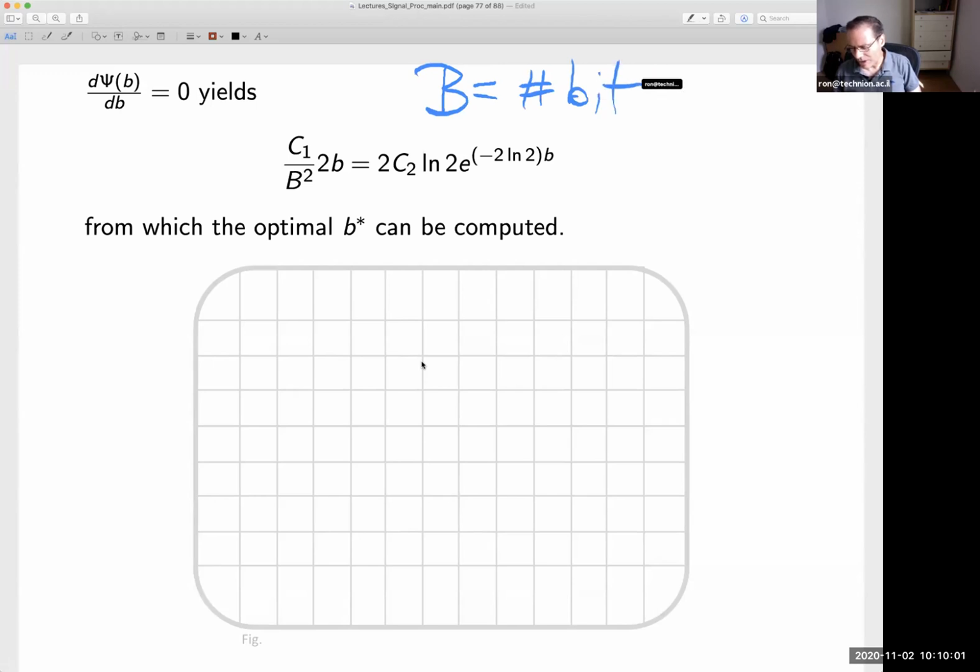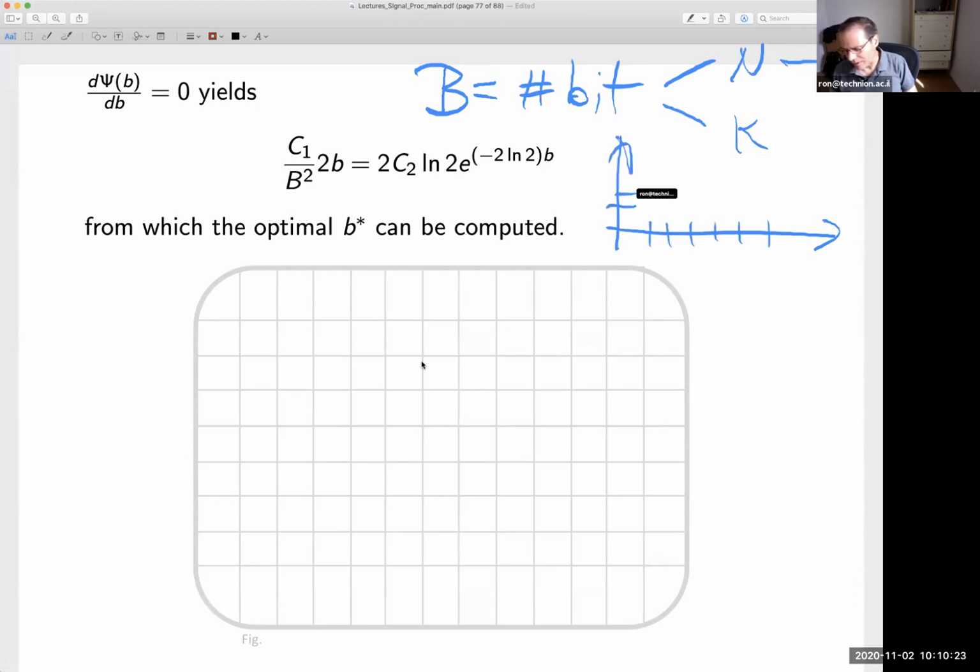Now the question is, how should I split these bits into the n's and the k's? Should n be a relatively large number, or should k be a relatively large number? And the answer is that the number of possible vectors that I can represent by quantizing this guy to n and this guy to k is 2 to the power of b, which is k to the power of n. This is the number of different vectors that I can represent here.